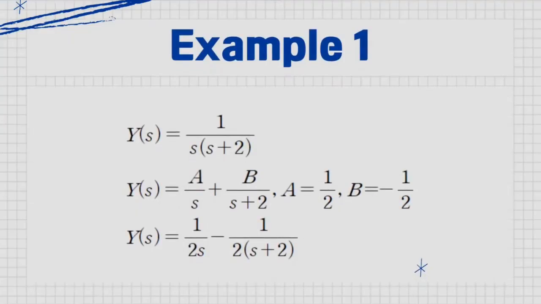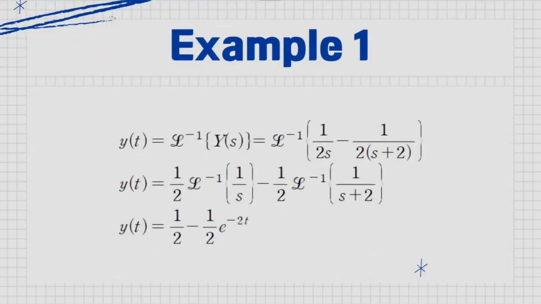We decompose this into partial fractions, and by applying the inverse transform to each term, we can derive the solution to the differential equation, which is 1/2 minus 1/2 times exponential minus 2t.